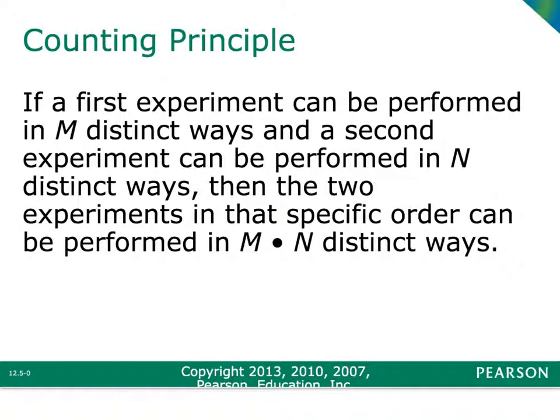First is a counting principle, which is a simple multiplication rule. If a first experiment can be performed in m distinct ways, and a second experiment can be performed in n distinct ways, then the two experiments in that specific order can be performed in m times n distinct ways.